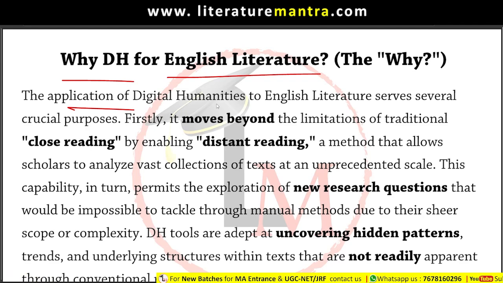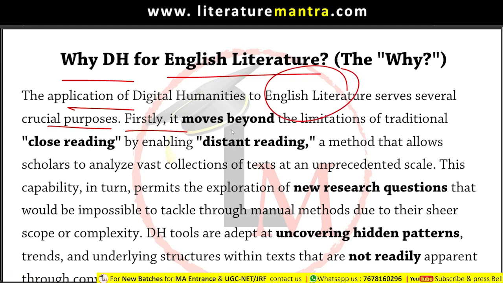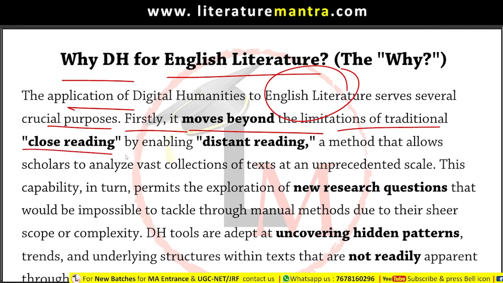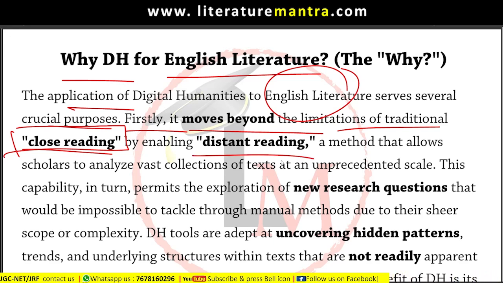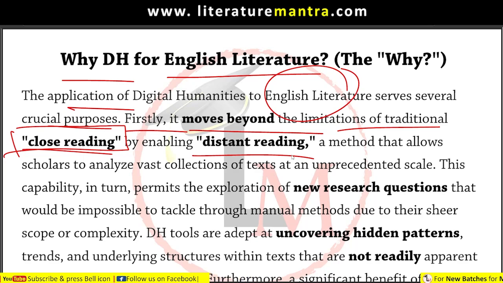See, the application of digital humanities to English literature serves several critical purposes. Firstly, it moves beyond the limitations of traditional close reading. अब तक हम लोग क्या करते थे इंग्लिश लिटरेचर में? क्लोज रीडिंग, क्लोजली रीडिंग द टेक्स्ट, वर्ड्स ऑन अ पेज. बट नाउ समथिंग कॉल्ड डिस्टेंट रीडिंग हैज बीन enabled बाय डिजिटल ह्यूमैनिटीज. Now, what does distant reading mean? Comments में नीचे आप लिख के बताओ. If you know it. If your teacher has taught you this, write it down in the comment section.